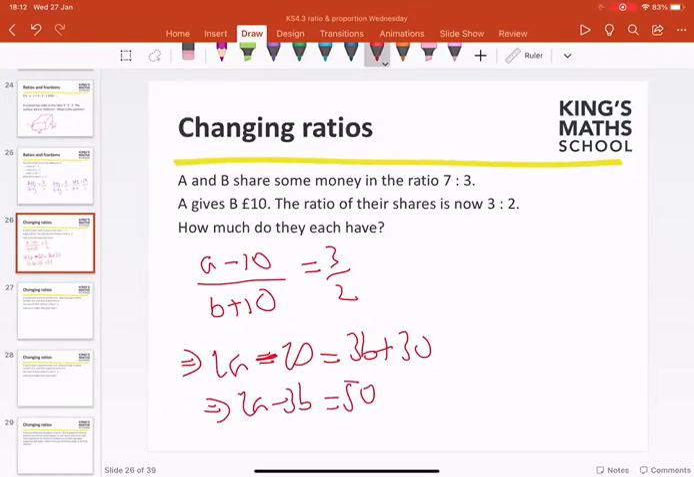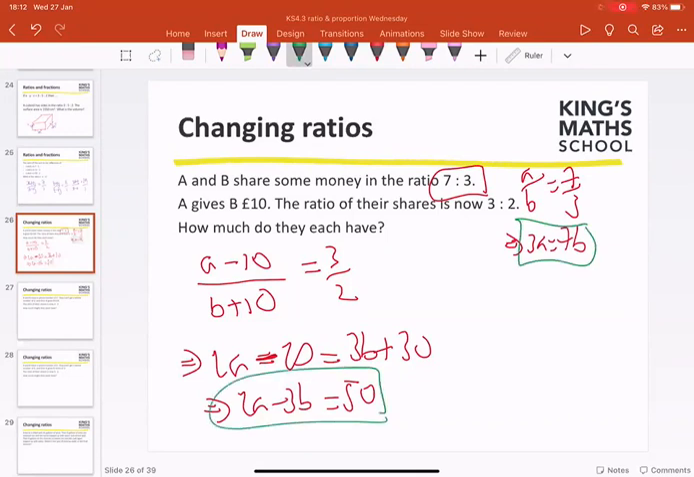But what else do I know? I also know that at the very beginning, A over B equals 7 over 3, and so I get 3A is equal to 7B. And so I can solve those simultaneously, dot, dot, dot. And assuming I've done my arithmetic correctly, you should end up with A is 70 and B is 30. Because that is in the ratio 7 to 3, and then if you give away £10, that will go to 60, and that will go to 40, and that obviously is the ratio 3 to 2. So, a relatively straightforward sharing problem.